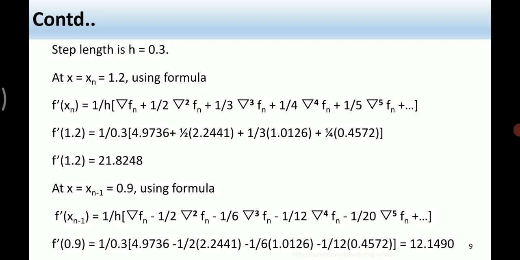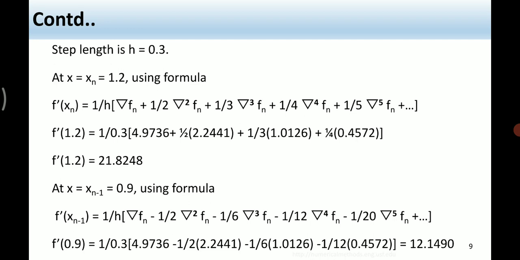Then at x is equal to xn minus 1 is equal to 0.9. So they have asked you to calculate for your x is equal to 1.2 as well as for your x is equal to 0.9. We have to calculate the first derivative. So we have f dash of xn minus 1, which is nothing but f dash of 0.9.